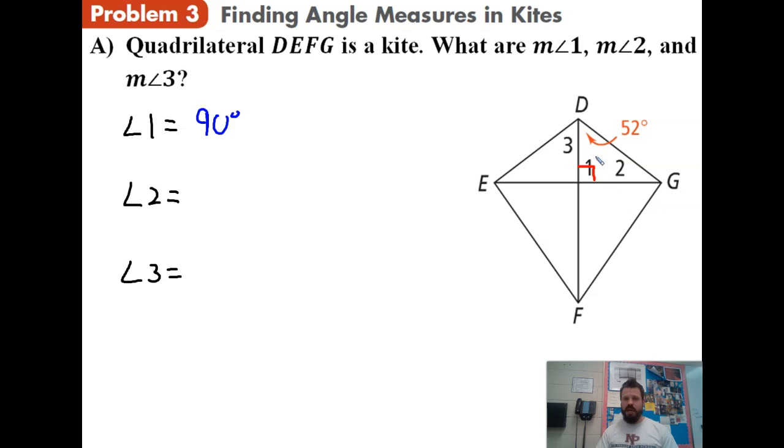I'm going to go with angle 2 next. To do that, I'm going to break this figure down into a set of triangles. Angle 2 is an angle in that triangle. We know the other two angles. So for angle 2, we start off with 180 for the total sum of the interior angles of a triangle, and subtract the angles I know, so minus 90, minus 52, which will give me 38 degrees for angle 2.